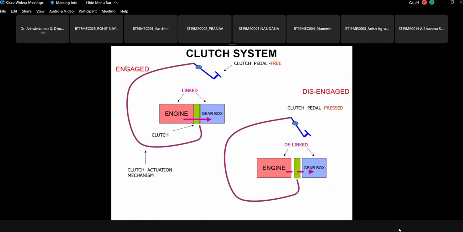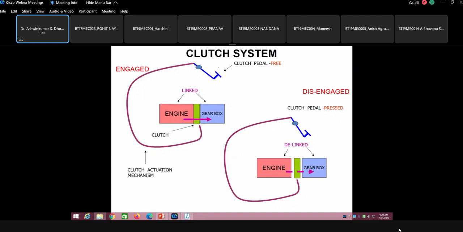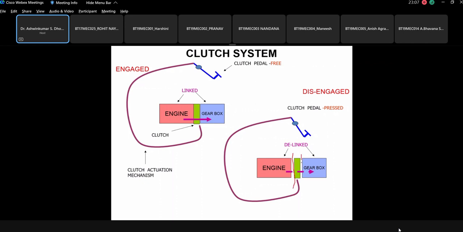Then the clutch system, basically how the clutch system operates. It has been explained beautifully by this particular picture. The clutch actuation mechanism, please understand that this is the mechanism, or there can be hydraulic means for actuating the clutch. When the clutch pedal is free, there is power transmission from engine to gearbox. The moment you press the clutch pedal, you will see that there is a separation. The separation of the clutch is shown here. Clutch is not connected to the engine.